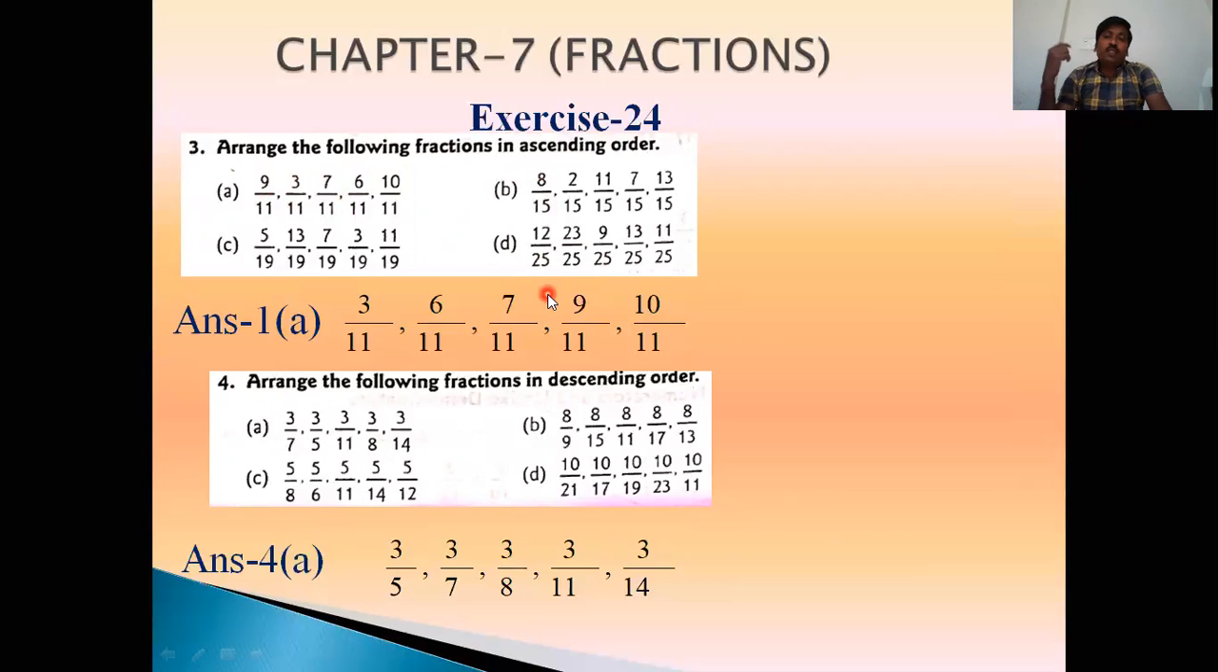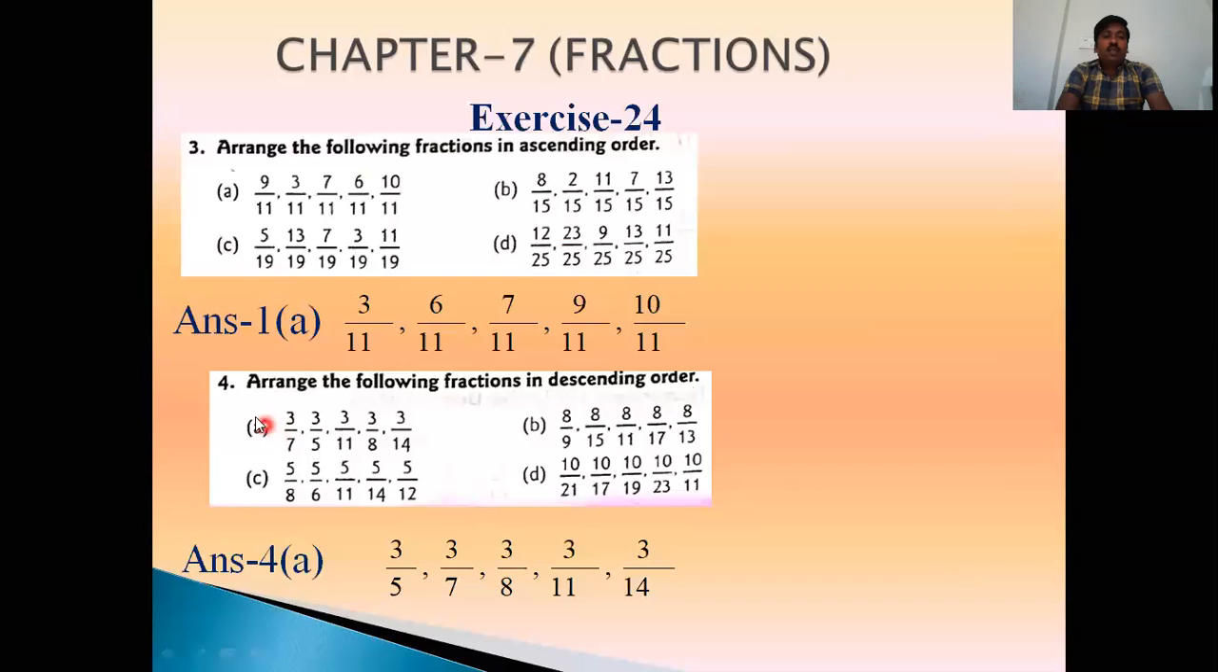What is the meaning of ascending order? Ascending order means the numbers are arranged from smallest to greatest. So here we see 3 is smaller than 6, and 6 is smaller than 7, and 7 is smaller than 9, and 9 is smaller than 10. So when we arrange them: 3 by 11 is first, then 6 by 11, 7 by 11, 9 by 11, and 10 by 11.